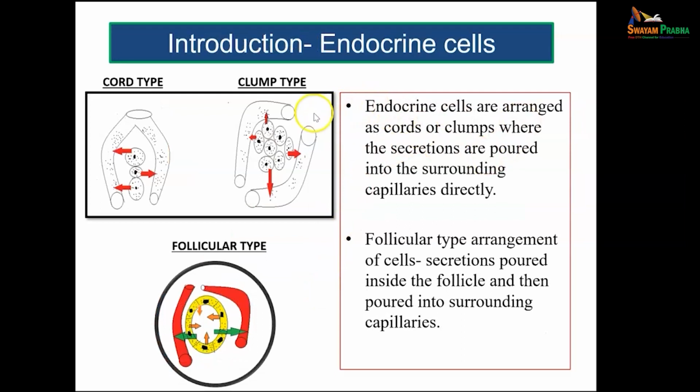The arrangement of endocrine cells is as a cord or a clump of cells, where the secretions are poured into the surrounding connective tissues, which are in turn directly absorbed into the blood capillaries. In a follicular type of arrangement, the secretions are poured into the lumen of the acini, from where they are then again absorbed into the blood capillaries.